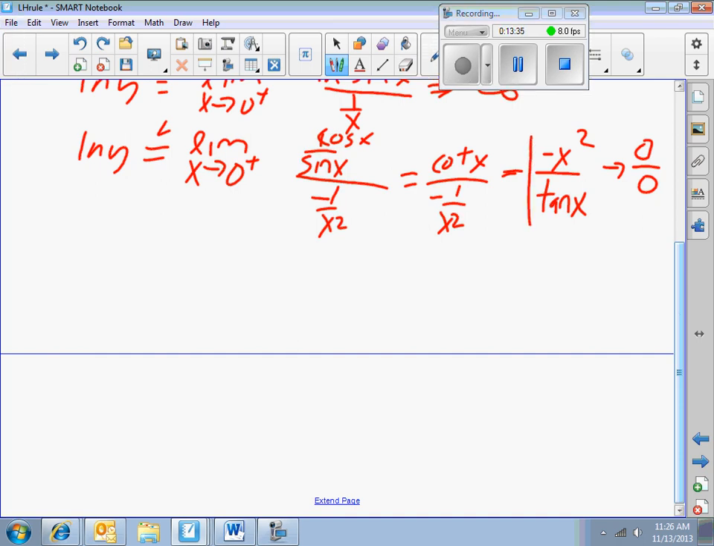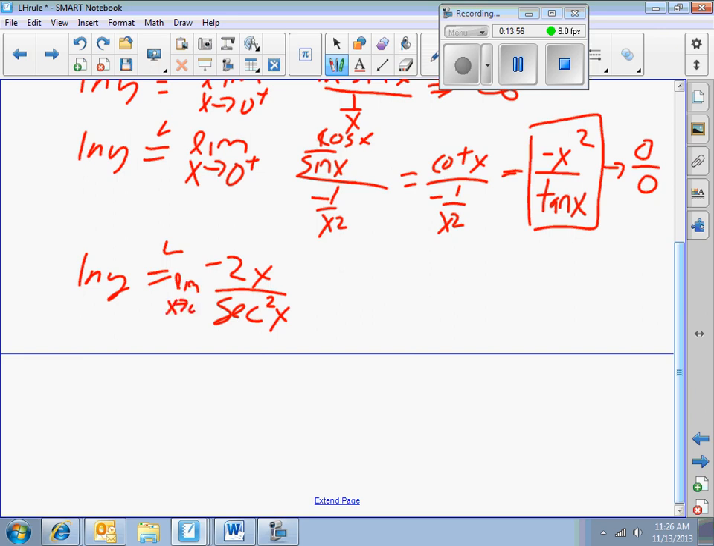So starting from this function here, using L'Hopital's rule again, we know that the derivative of the top is negative 2x, and the derivative of the bottom one is secant squared x. Now, I forgot, that's the limit as x approaches 0 on the positive side. Now if I put 0 in there, I get 0 over the secant of 0, which is actually 1, and 0 divided by 1 is 0, and I finally get an answer.